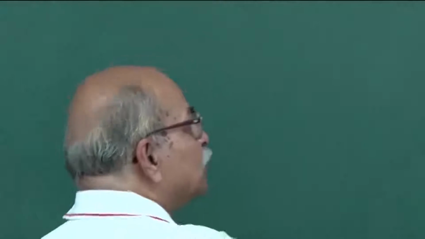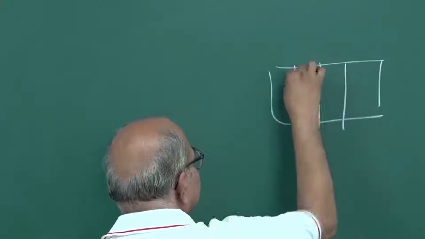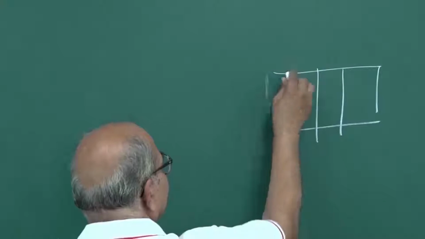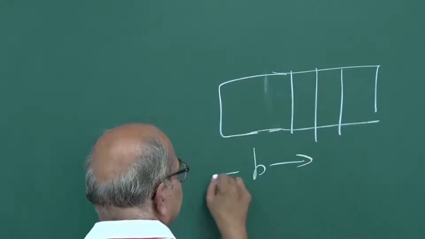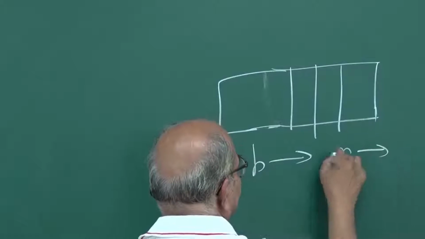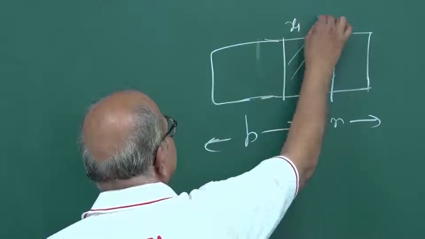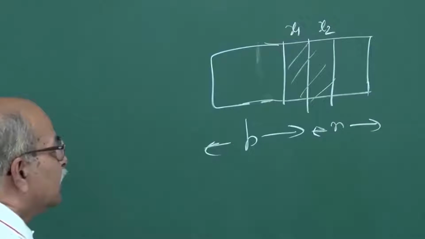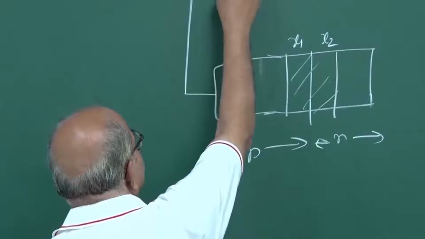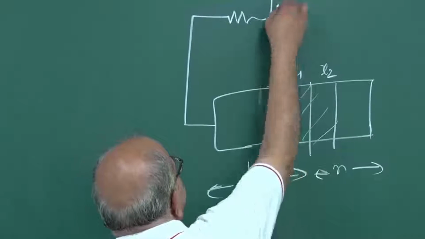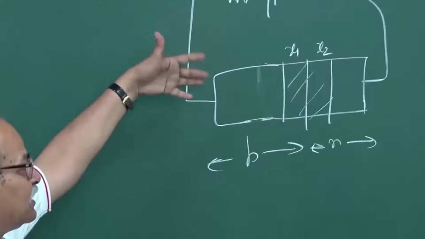Okay. So if you have this p-n junction and you have the depletion layer, say this is the p side, this is the n side, and this is the depletion layer. This is of width x1, this is of width x2, and you connect the p side to a higher voltage, that is the forward biasing, and this allows current. What happens?